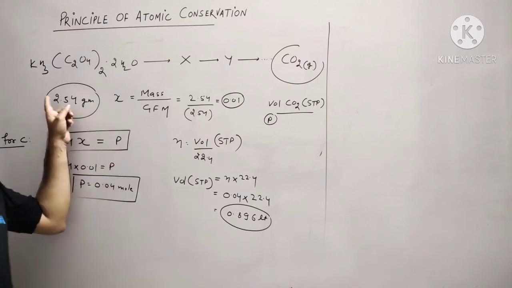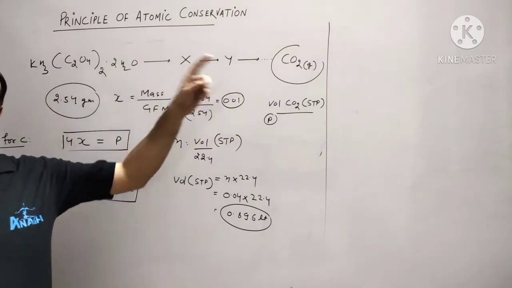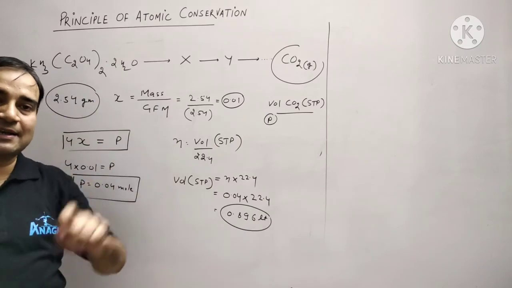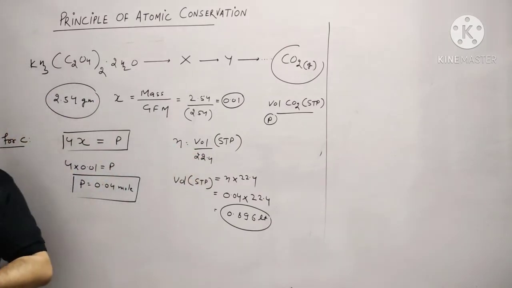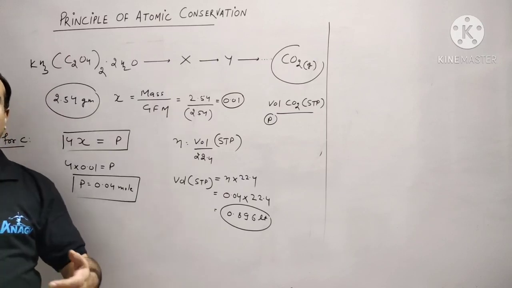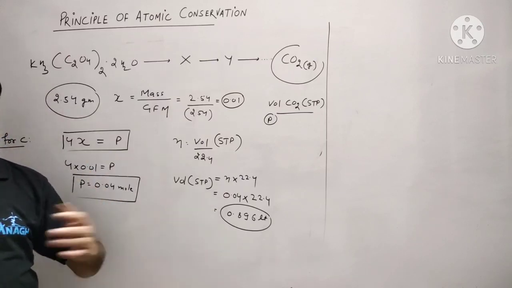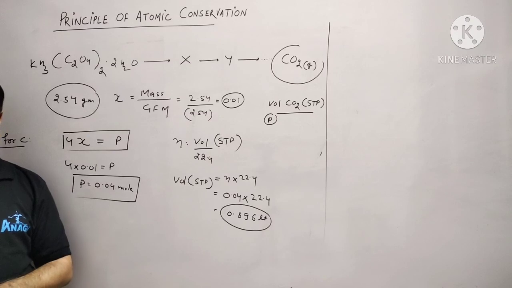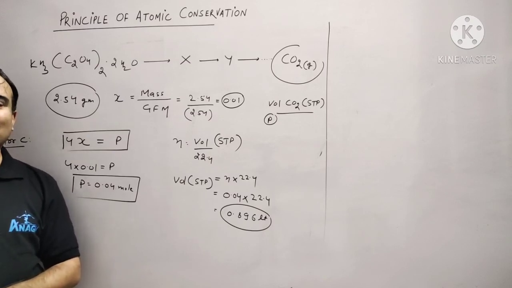That is the importance of POAC. Without knowing the intermediate steps, reactant products as well as their stoichiometric coefficients, I can easily determine the amount of CO2 as well as moles of CO2, number of molecules of CO2 and volume of CO2 by just knowing the concept of POAC. So it is all about POAC.